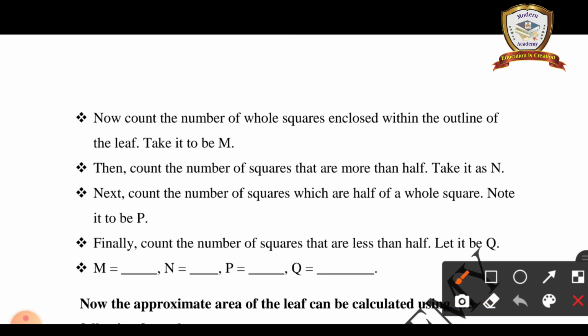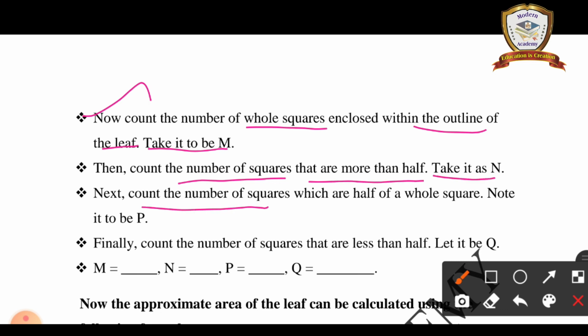Now count the number of whole squares enclosed within the outline of the leaf, take it to be m. Then count the number of squares that are more than half, take it as n. Count the number of squares which are half of a whole square, note it to be p. Finally, count the number of squares that are less than half, let it be q.